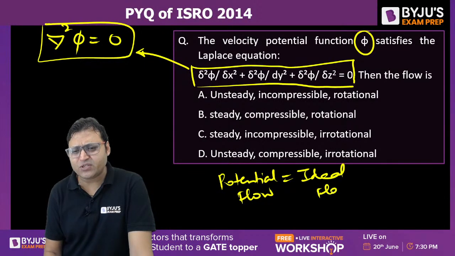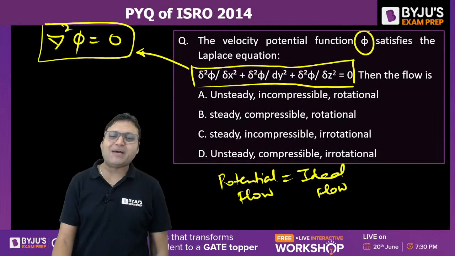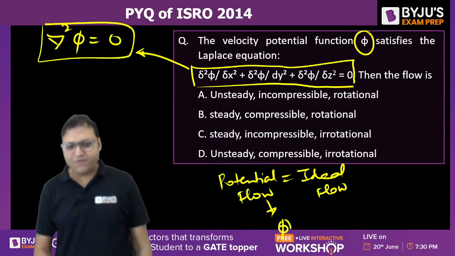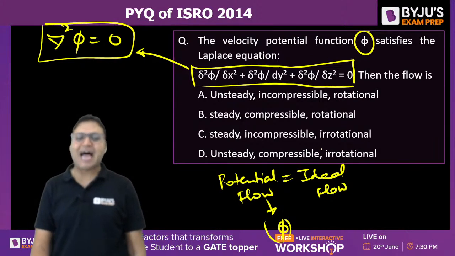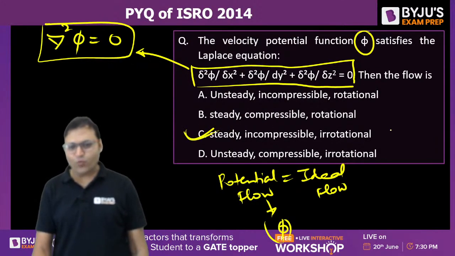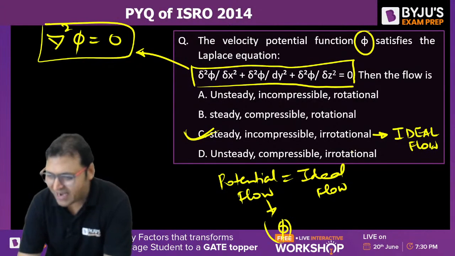What will be the answer to this one? The flow for which the velocity potential function exists is steady, incompressible and irrotational. Ideal flow is the one which is steady, incompressible and irrotational. In a single word, we can call it ideal flow. Option C will be the right answer.